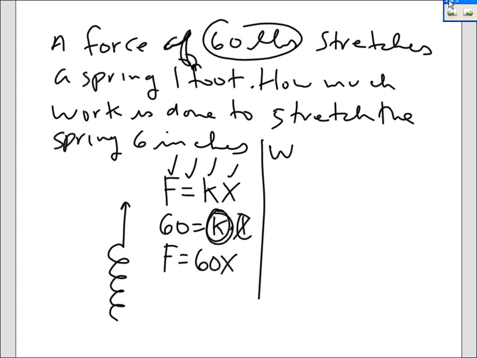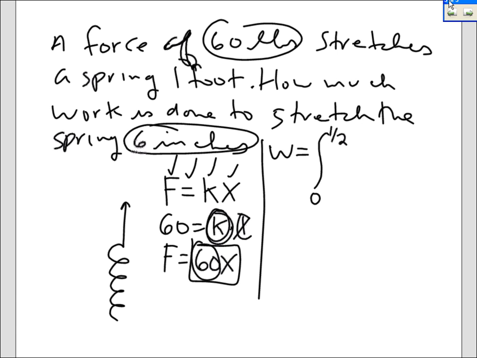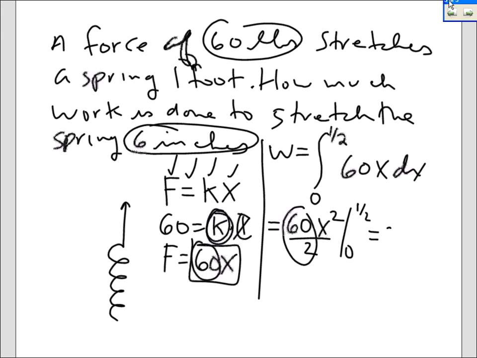Now, what is the work done to move the spring 6 inches? Something I said is very important. 60 is the correct K, as long as we do our problem in feet. So just remember that 6 inches is half a foot. So we want to stretch the spring from 0 feet to half a foot. And we integrate 60x dx, and we get 60x squared over 2, from 0 to a half. Well, that's 30 times x squared from 0 to a half.